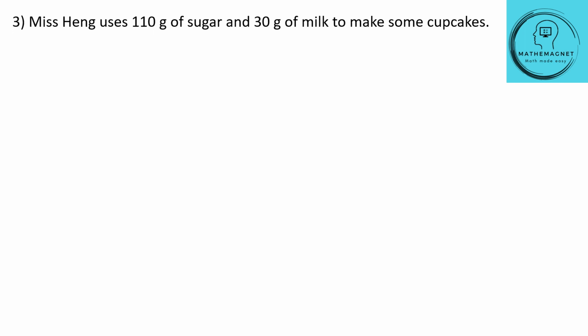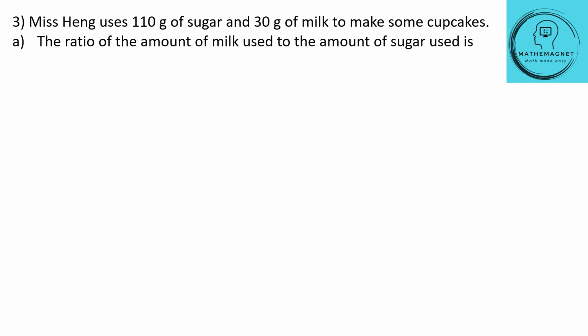Question number 3. Miss Heng uses 110 grams of sugar and 30 grams of milk to make some cupcakes. A, the ratio of the amount of milk used to the amount of sugar used. That will be 30 is to 110, that is milk is to sugar. So 30 grams of milk and 110 grams of sugar, so it will be 30 is to 110, which can be simplified as 3 is to 11.